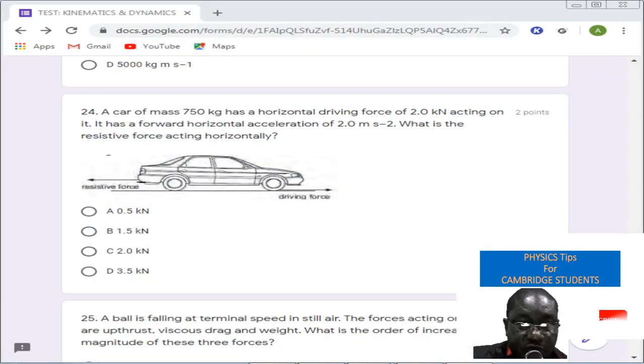Right, number 24. A car of mass 750 kg has a horizontal driving force of 2 kilonewtons acting on it. It has a forward horizontal acceleration of 2 meters per second squared. What is the resistive force acting horizontally? Again, let's try and work this out.